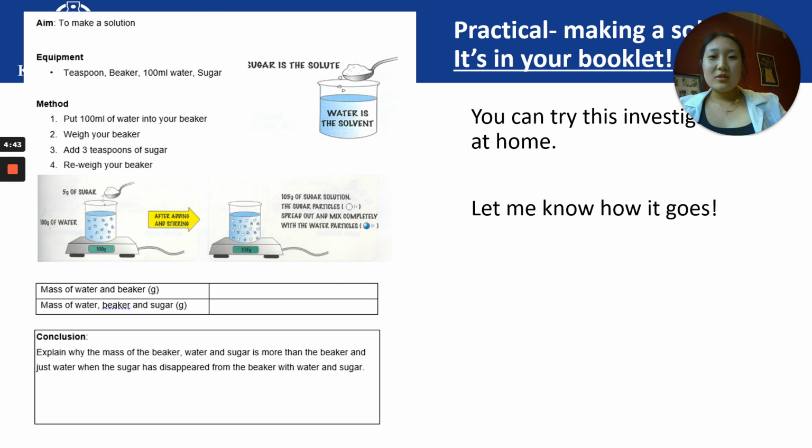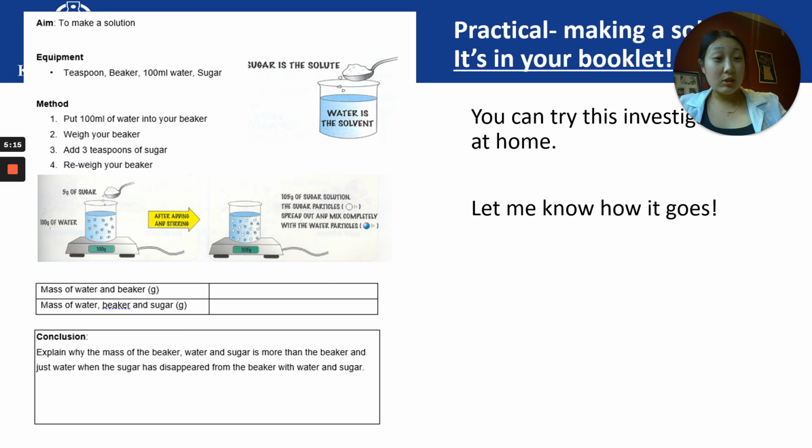Again, this is in your booklet, and this is one of the practicals that I wanted to do at school, but unfortunately we're not there. This investigation is about weighing. You don't have a beaker, so maybe in a cup you could put 100 ml of water. If you have a scale, try weighing your cup with the water, and then add 3 teaspoons of sugar.